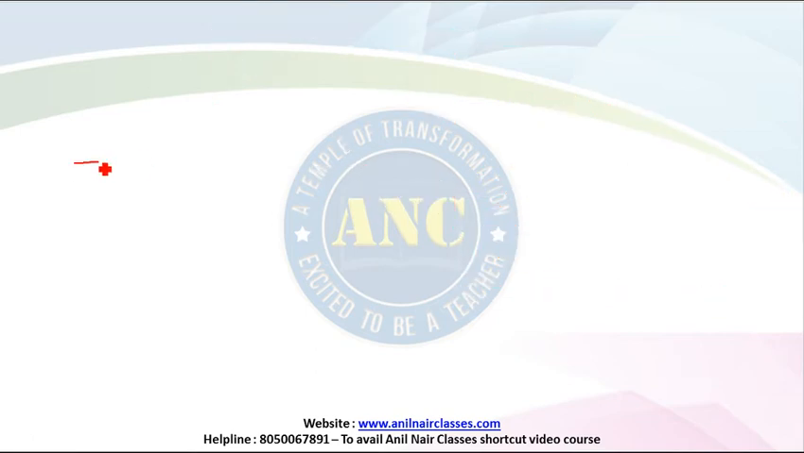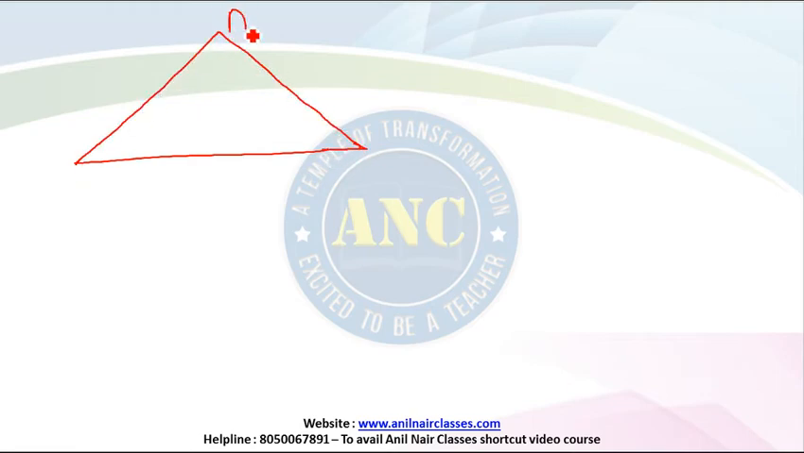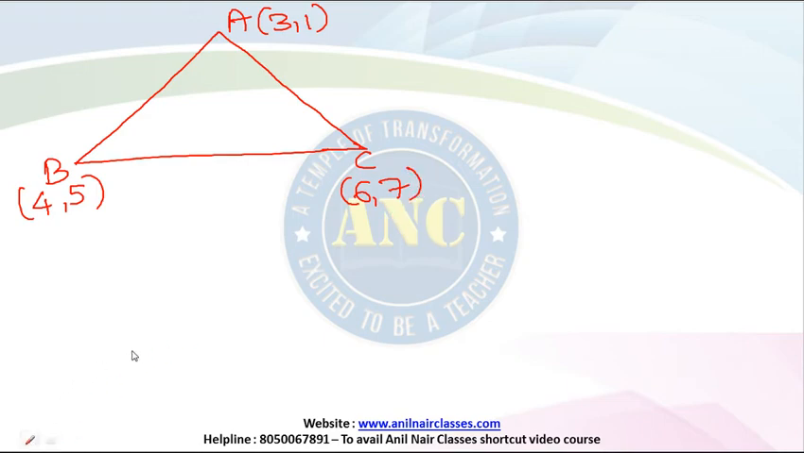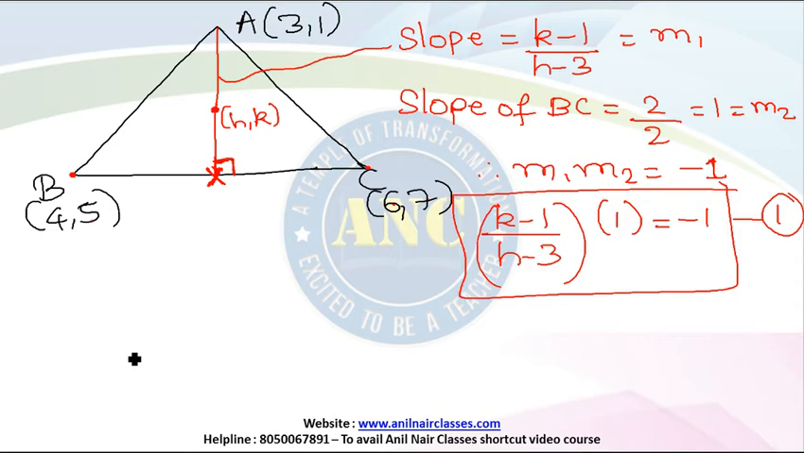And if I draw the same triangle once again, to draw another altitude from a different side, A coordinates is 3, 1, B coordinates is 4, 5, C coordinates is 6, 7. In the previous case I have drawn one altitude. Now I will draw another altitude, suppose for example from line AC.